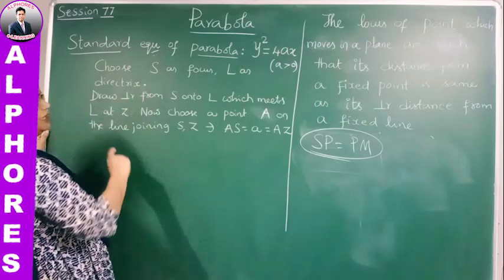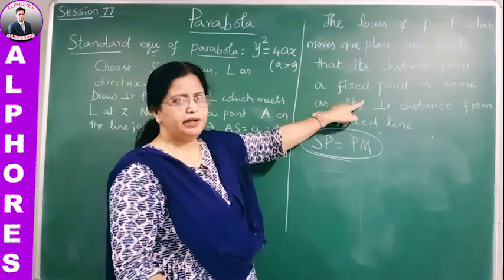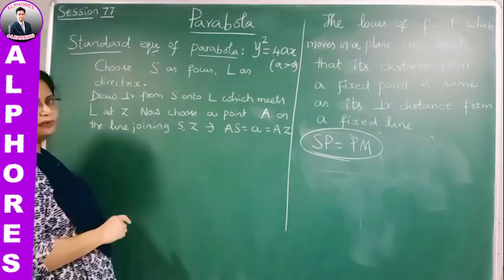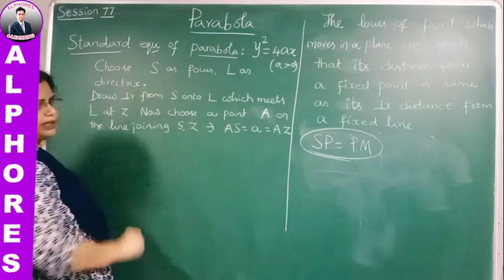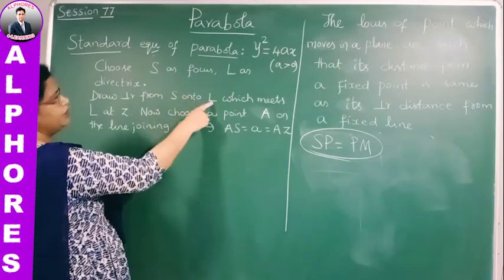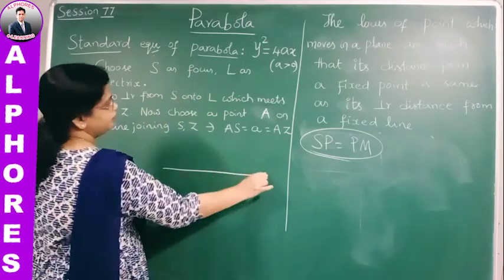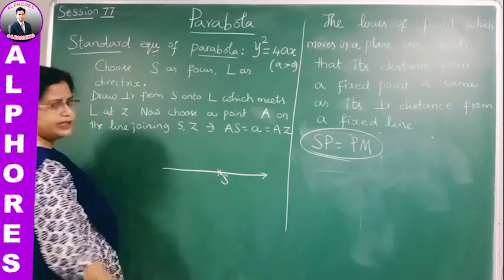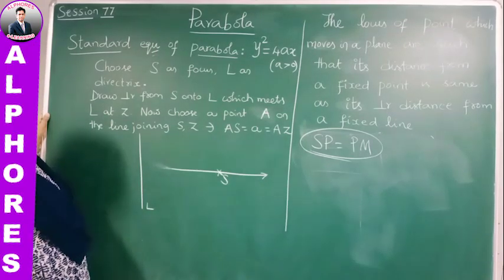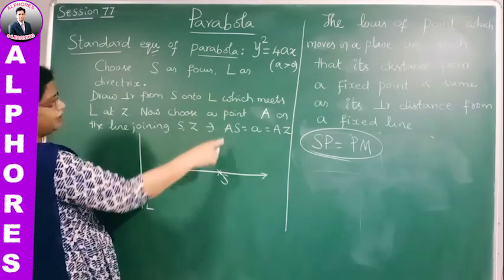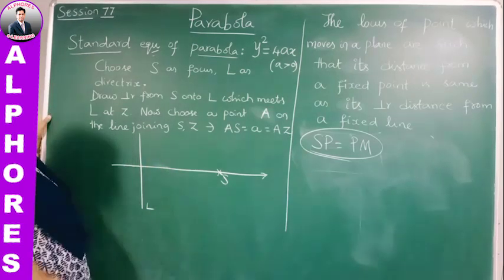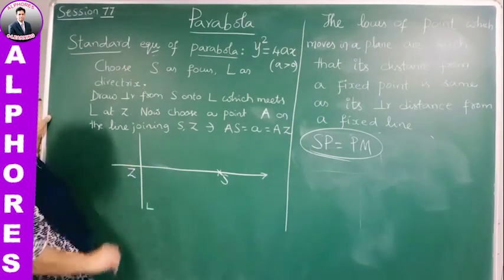Now, always in the data, what are our values? A fixed point is given and a fixed line is given. So let us choose the fixed point as the focus S and the fixed line L as the directrix. Later we'll take one perpendicular from the focus onto the directrix. Suppose this is our focus S, and this is the directrix L. In the beginning we have only these two, and now I am taking a perpendicular from the focus onto the directrix. This is the perpendicular from the focus onto the directrix. Let us say this point is Z.